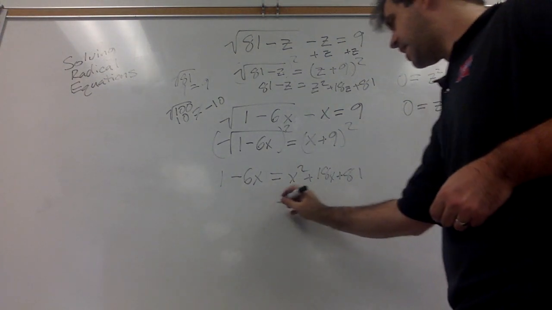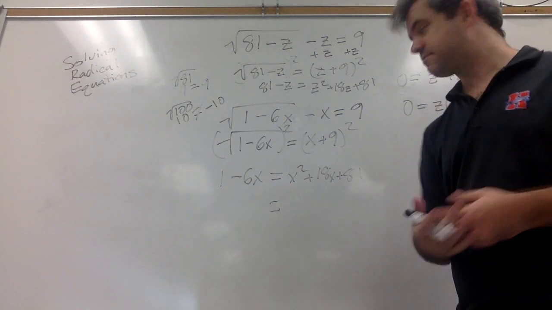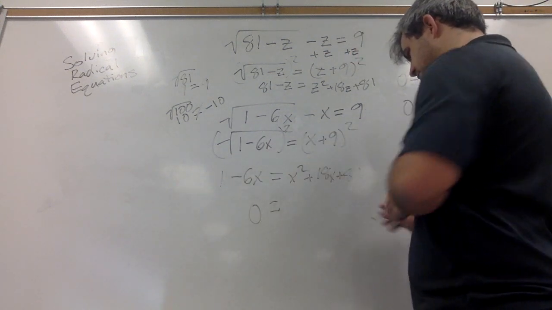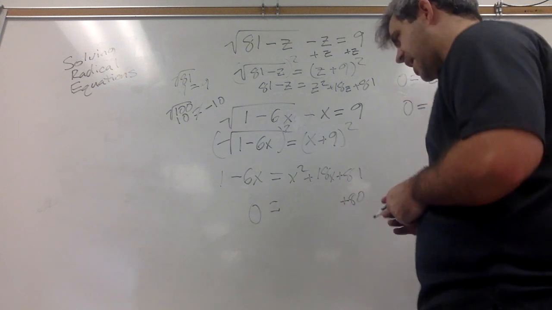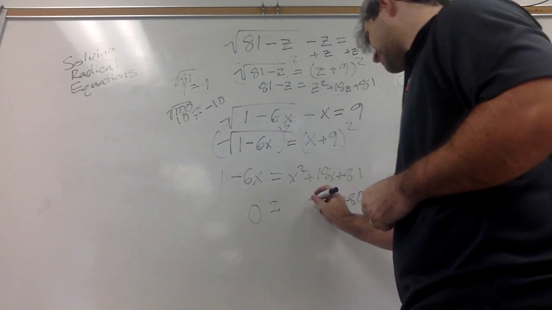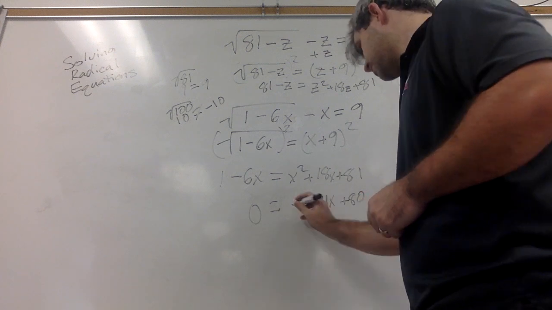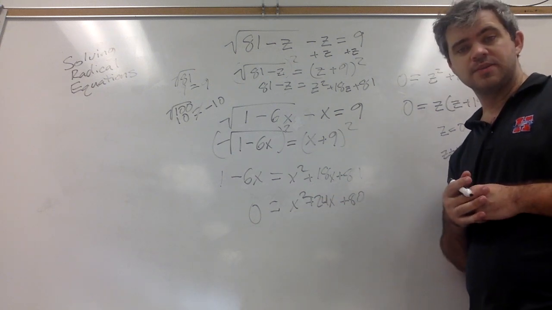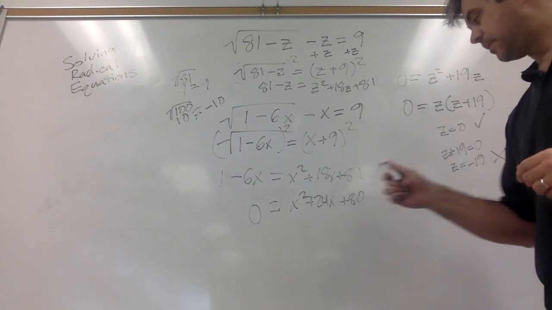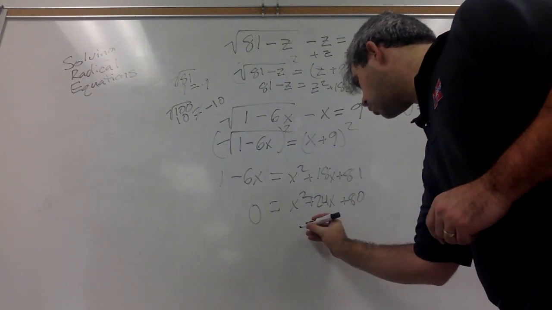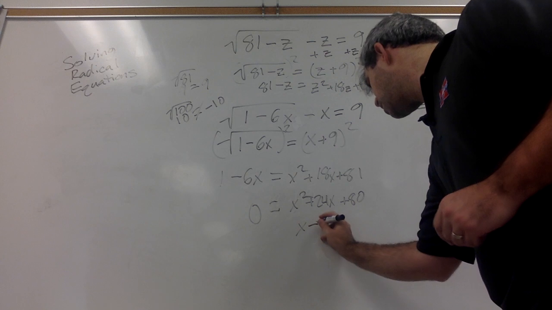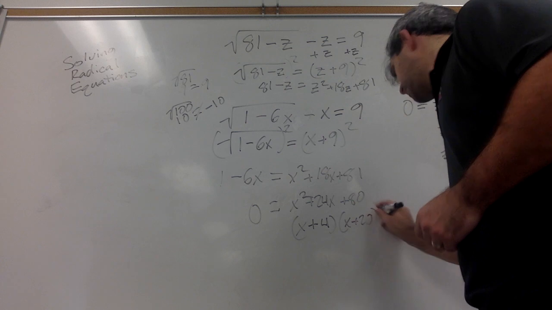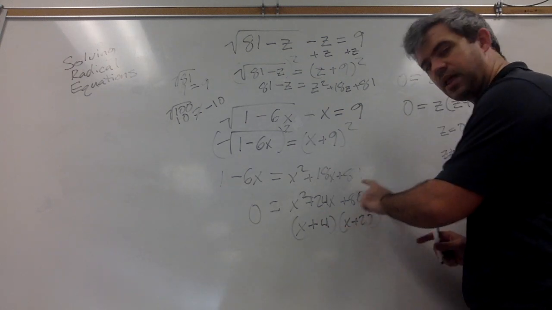All right. Now we have a quadratic that we have to solve. So I'm going to move all this over to one side. Minus 1, that's going to give us 80, plus 6x, that's going to give us 24x. So now we can solve this any way that we want. We could use quadratic formula, but this is factorable. So we get x plus 4 times x plus 20. These add to 24. These multiply to 80.